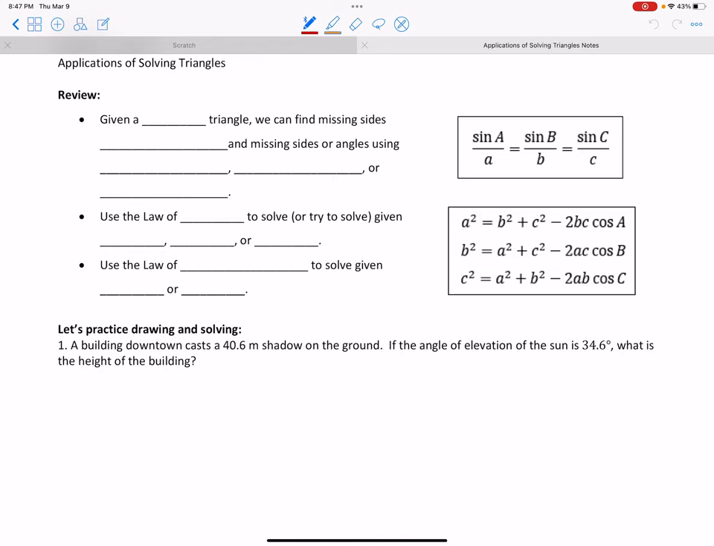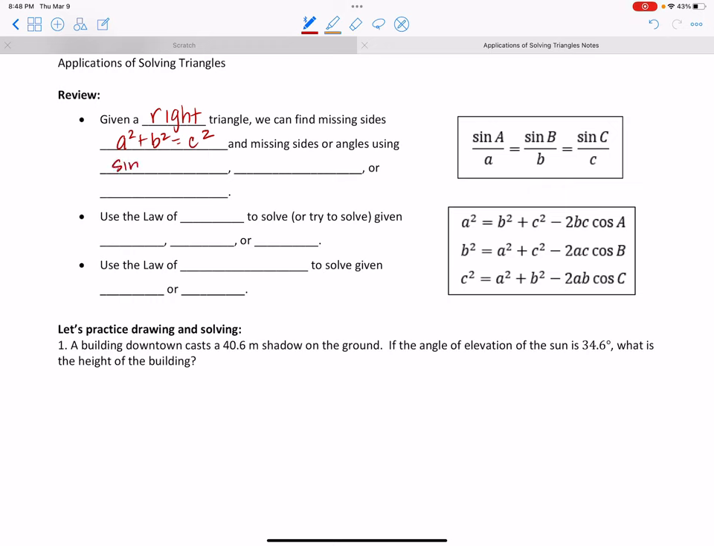So if we're given a word problem, we can draw out the picture and we figure out that the triangle in our picture is a right triangle. That would be best case scenario, because for a right triangle we have all kinds of very familiar ways to solve. We know we can find missing sides using the Pythagorean theorem, so a squared plus b squared equal to c squared. We can also find missing sides or angles using our trig ratios.